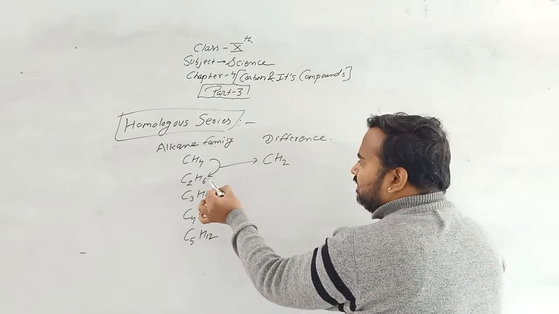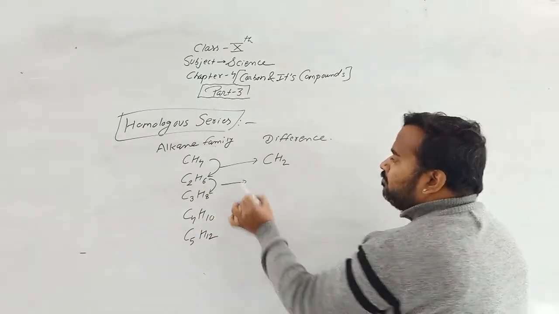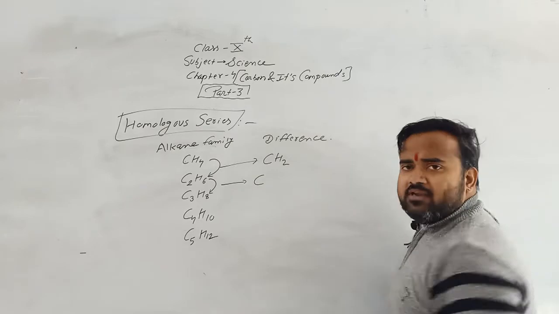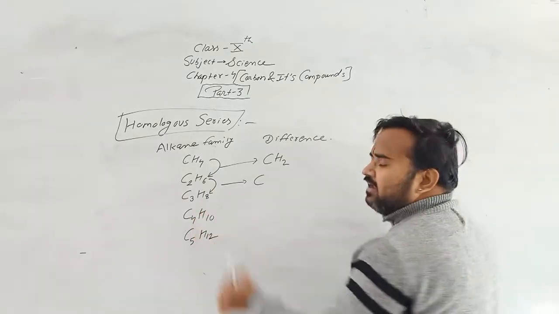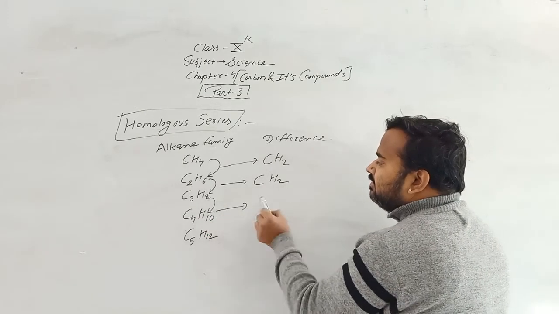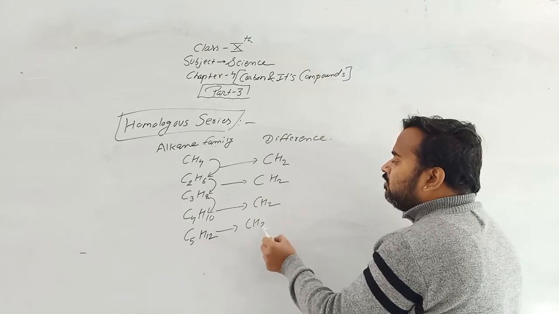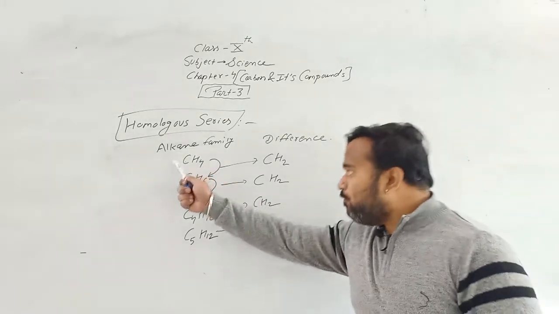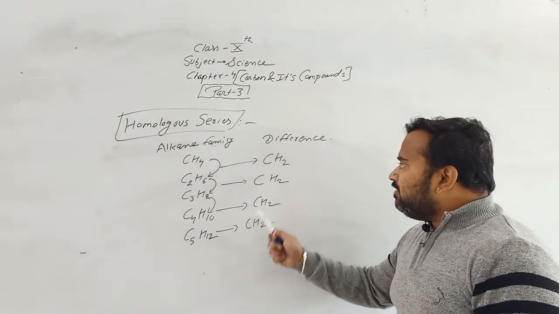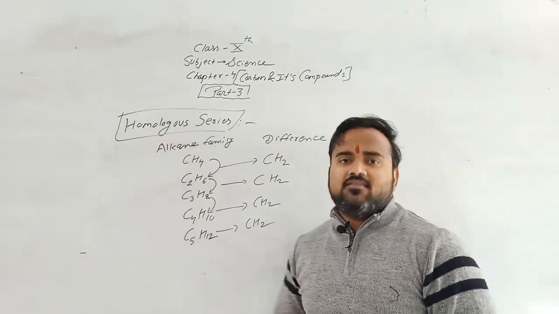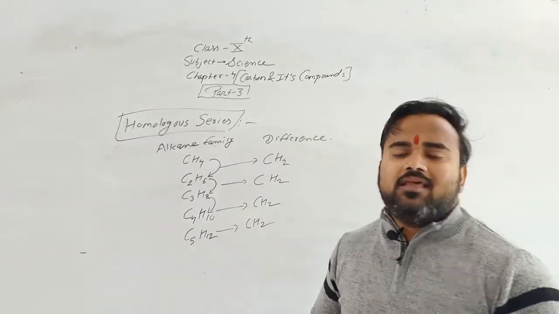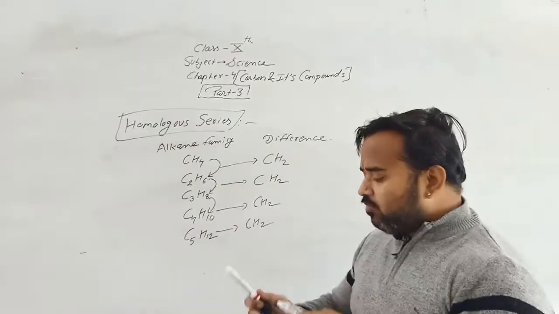Now we'll see in between ethane and propane. This is C2, this is C3. One carbon is extra in propane, and this is H6 and H8. That means two hydrogen are extra, that is CH2. This is also differed by CH2, and this is also differed by CH2. That means a group of organic compounds in which each member differs by one carbon and two hydrogen is known as homologous series. Clear? You can write the examples of alkene family or alkyne family. So this is the homologous series.